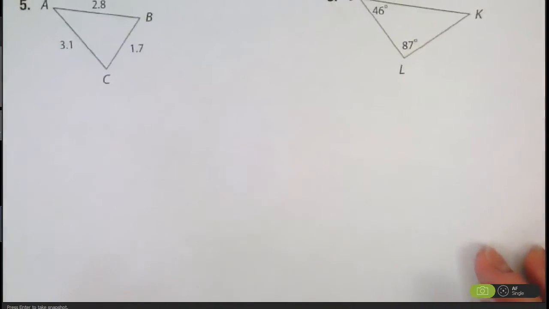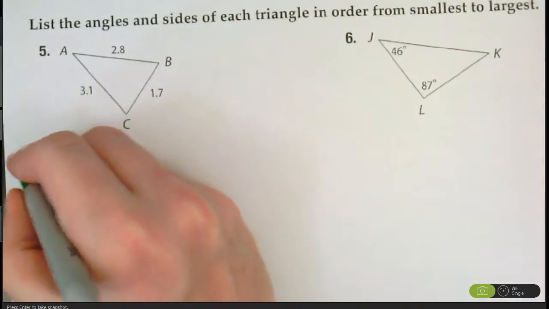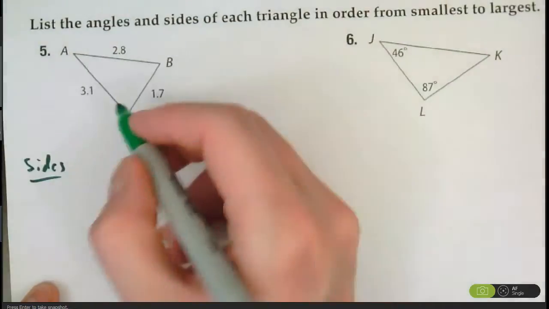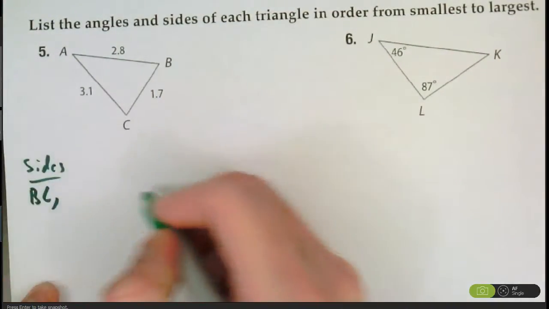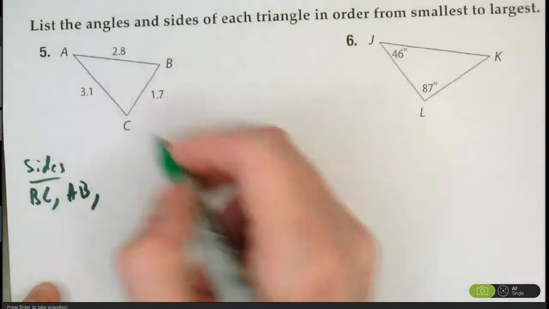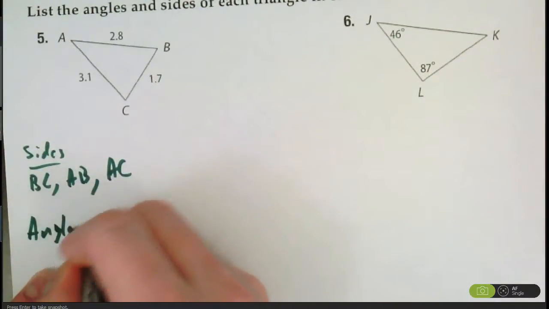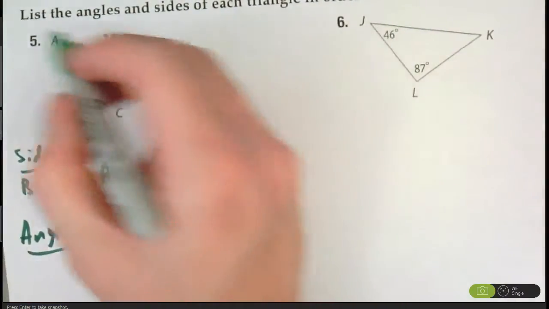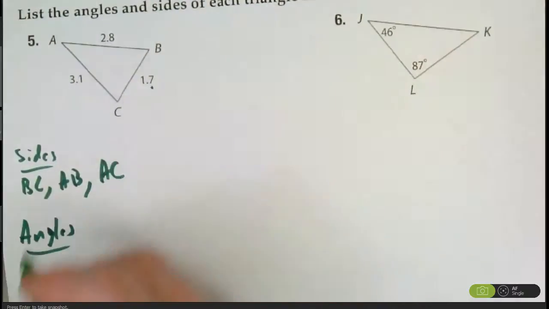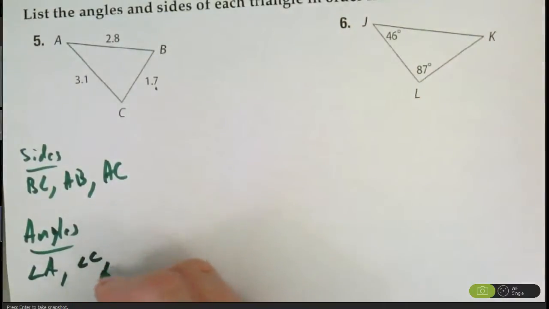All right, next, list all sides and angles in order from smallest to greatest. Now, if you know all the sides, it's easy to do. Already got the sides, so the smallest side is BC, then it's AB, and then it's AC. Those are easy to do. Angles, though: the smaller the opposite side, the smaller the angle. So angle A is opposite the 1.7, so it's angle A. Angle C is opposite the 2.8, so angle C, and then B is opposite 3.1.